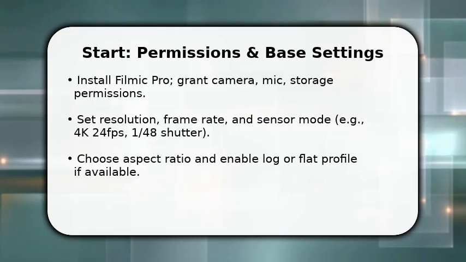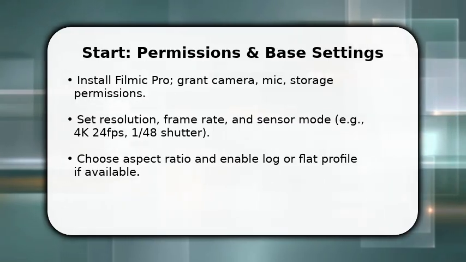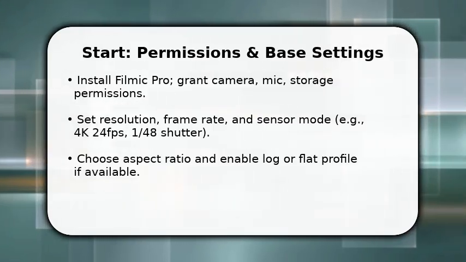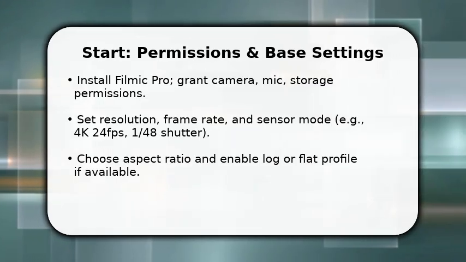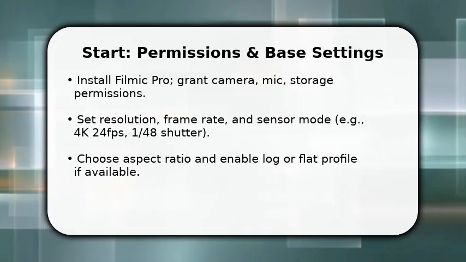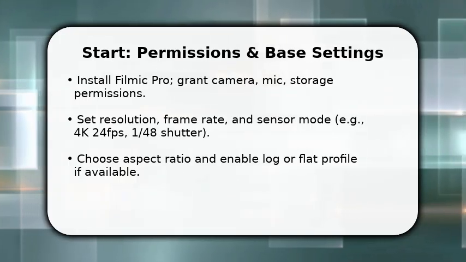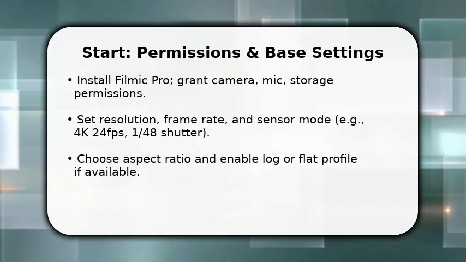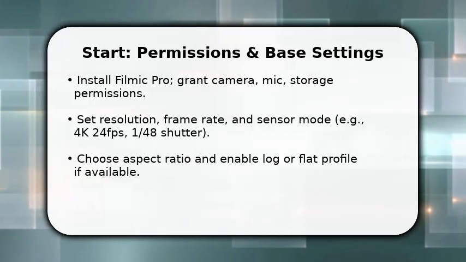You start by installing Filmic Pro and granting camera, mic, and storage permissions so the app can record full-quality footage. Once done, open the main recorder and set your resolution and frame rate. Pick 4K 24 FPS for cinematic motion or 30 FPS for smoother action.